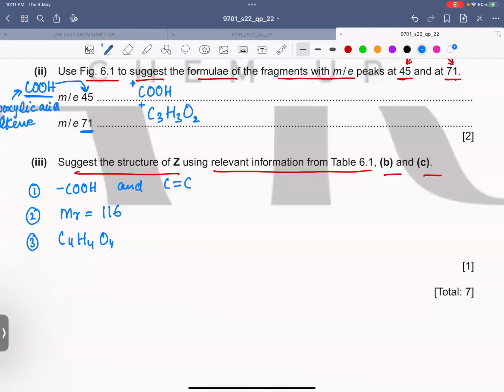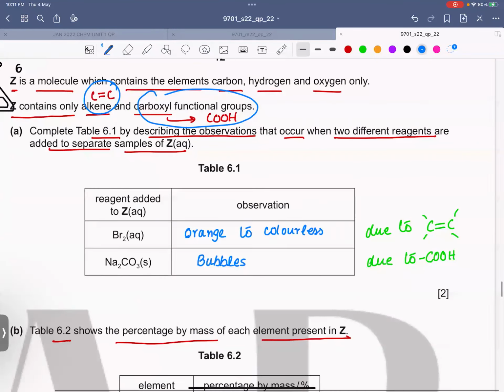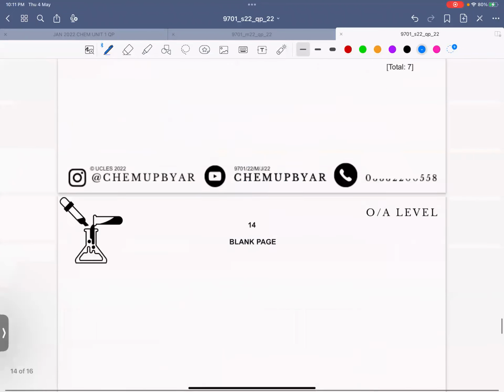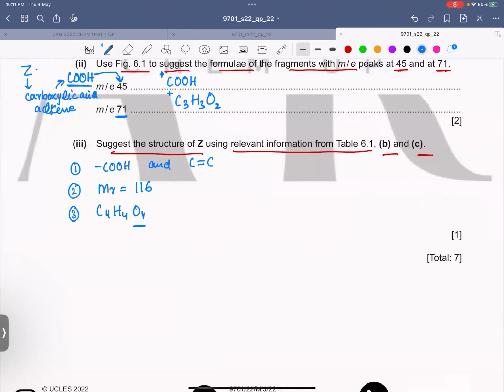Sir, how do we know about the carbon-carbon double bond? Beta, we have discussed it 2 times. See over here, we are adding aqueous bromine to Z and C. Okay, they have mentioned that it is only alkene. So if there is an alkene, then on adding bromine, it turns orange to colorless, and that is because it has a double bond, right? Okay.